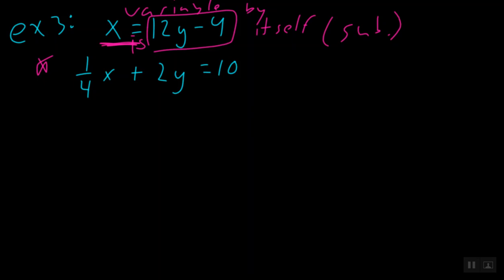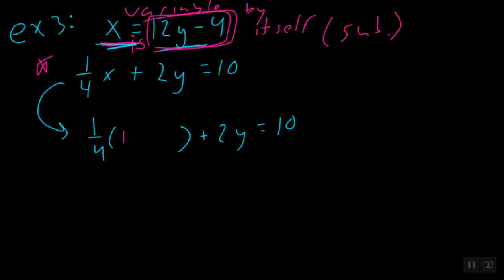Okay? Alright, so how are we going to write this? Well, this is the one where I'll use my original color, and we'll say, okay, 1/4 x, because we know what x is, plus 2y is equal to 10. And here we're going to plug in what x is, and recall x is 12y minus 4. Now from here, all we want to do is turn these both into fractions, because remember, a fraction times a whole number just doesn't quite work.